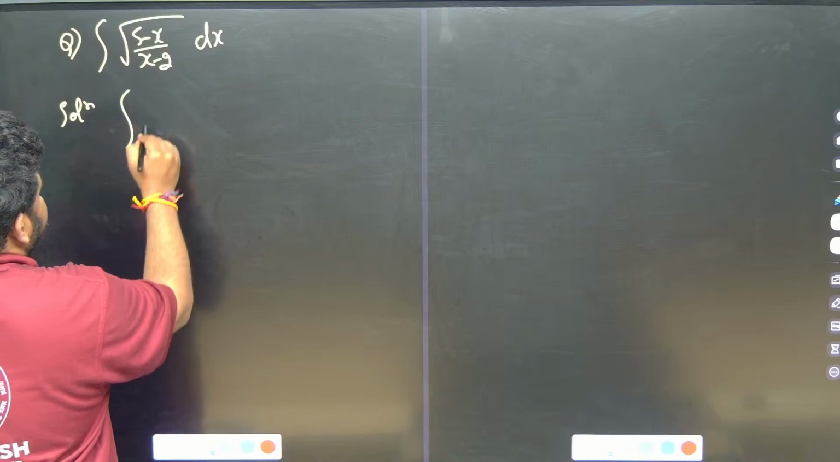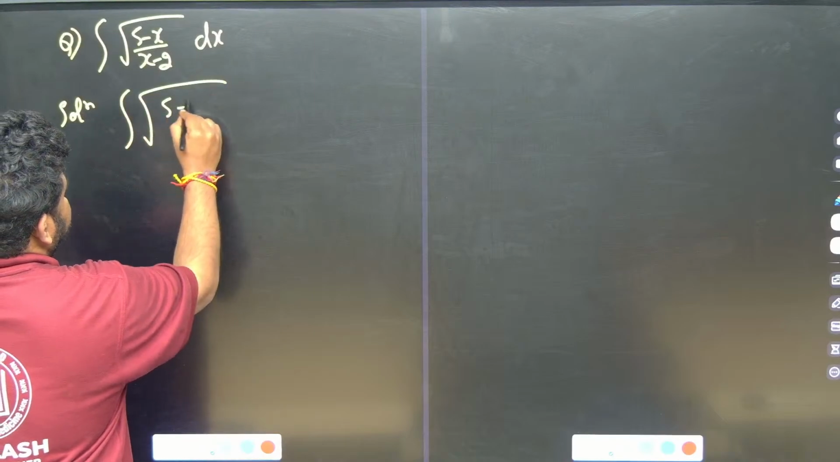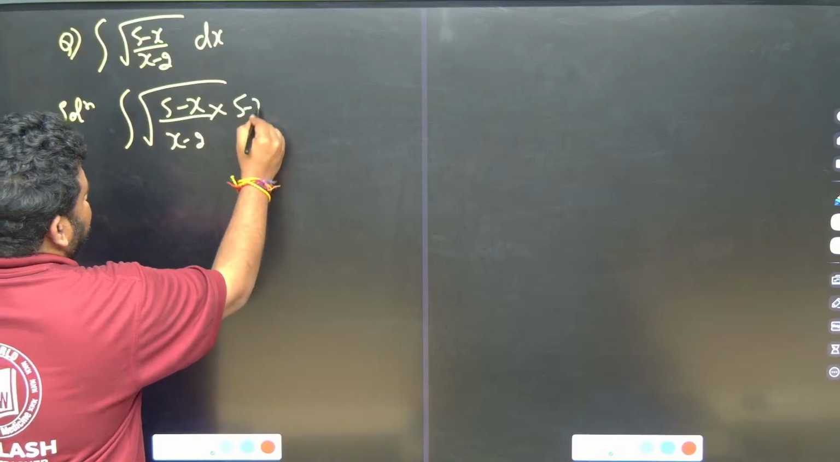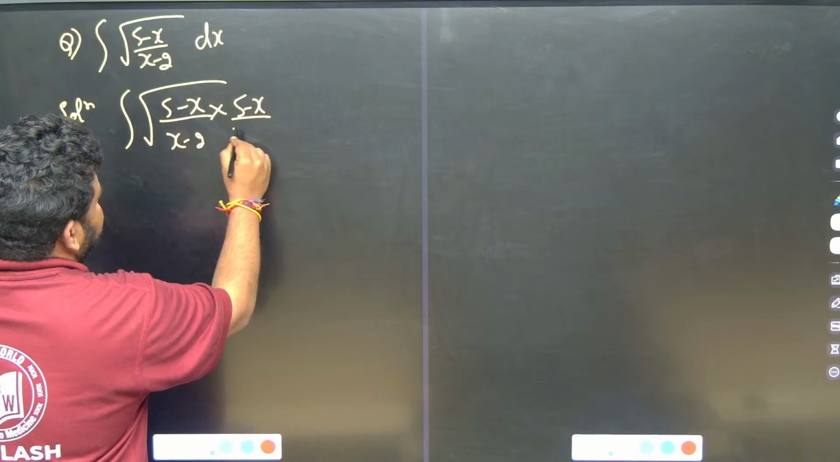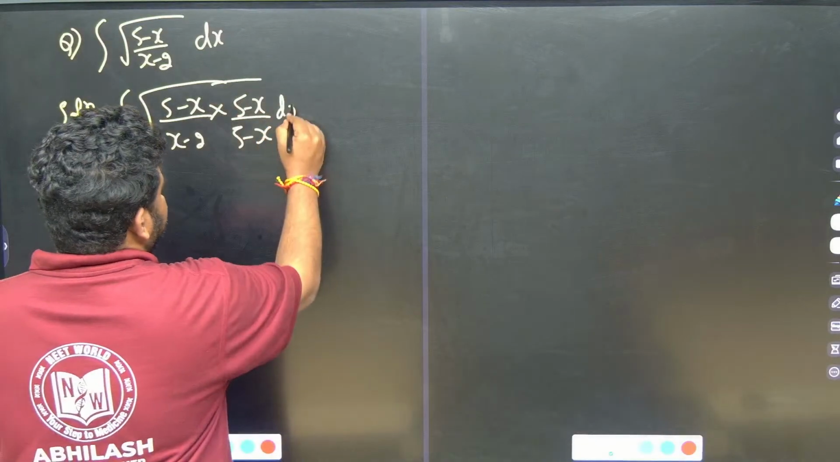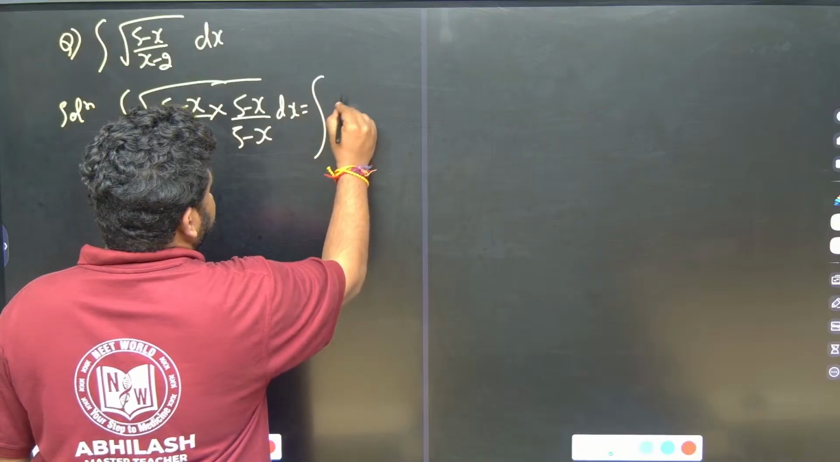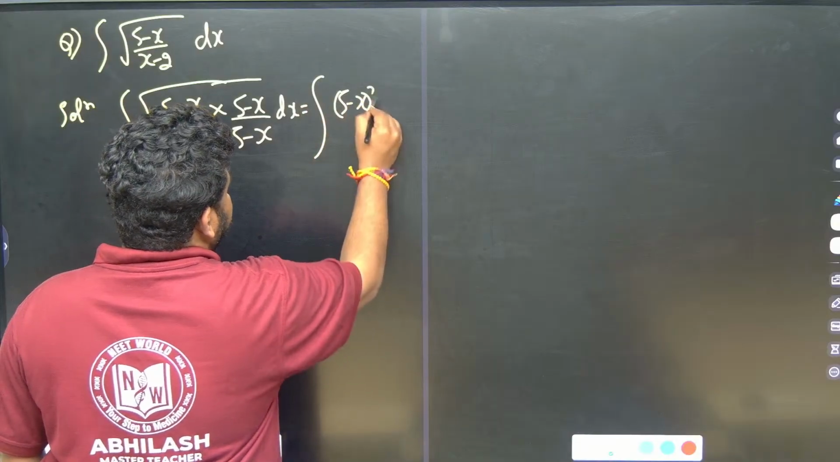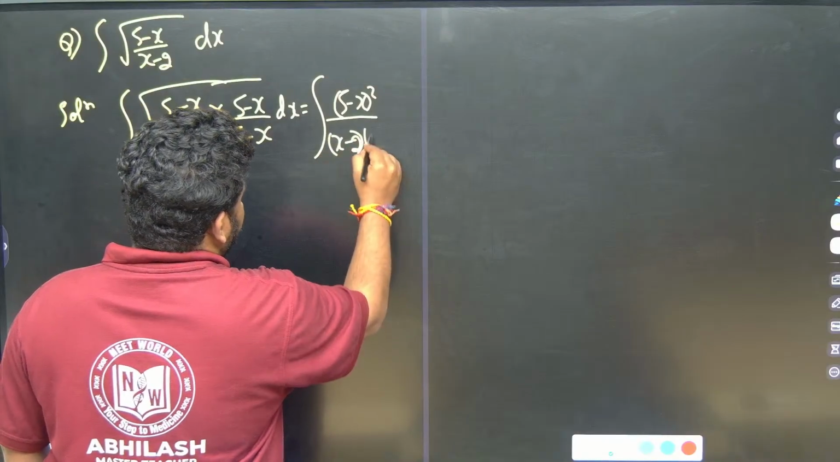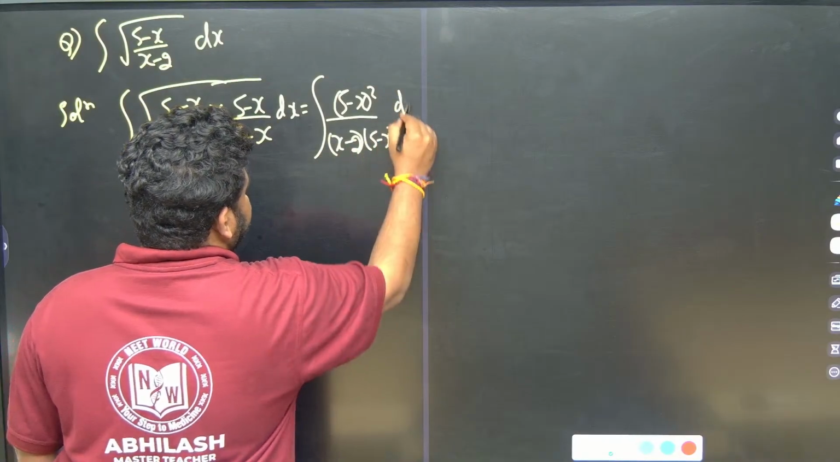So we will take it as the square root, within the square root is (5 minus x) by (x minus 2). Let us multiply the numerator and also the denominator by 5 minus x. So we will get the integral of square root of (5 minus x) whole square divided by (x minus 2) into (5 minus x) dx.